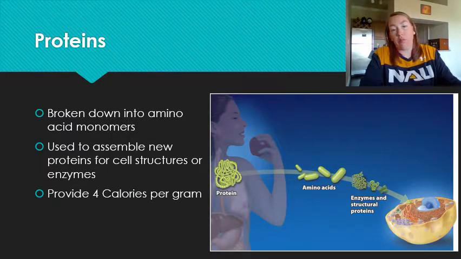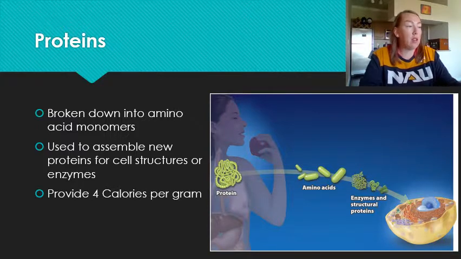Proteins are also very important, particularly structurally. These, of course, need to get broken down into their monomers, which, remember, are amino acids. And then we can reconstruct those individual amino acids into whatever protein we need at any given time.